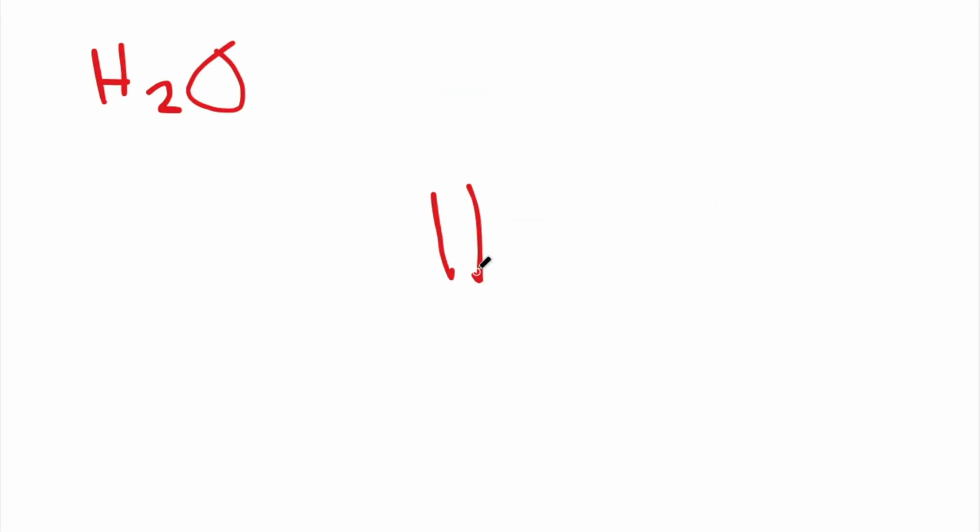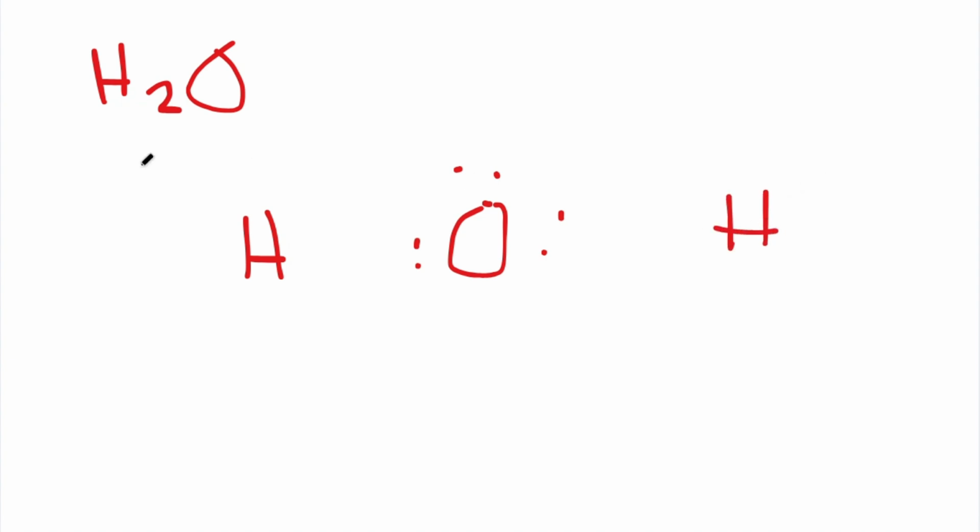Now we have 1 oxygen here. Oxygen is composed of 6: 1, 2, 3, 4, 5, 6. And we have 2 hydrogen because of the subscript, which only has 1. So it would join into 1, 2, because you have 6, 7, 8.